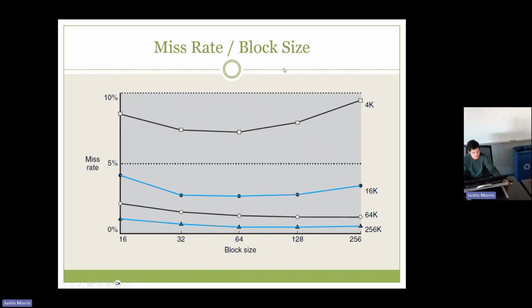Here is miss rate and block size. The y-axis is miss rate. So here we can see if we increase the block size, and these different lines are different sizes of cache, we initially are decreasing miss rate, right? But as we get to too large of a block size, we have too much pollution. We're not taking advantage of that spatial locality because it's too big. So we end up increasing the miss rate if we keep going.